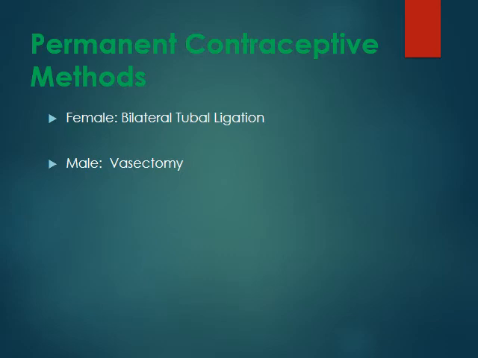Permanent methods, of course, there's two types. Tie her tubes or tie his tubes. Either she gets a bilateral tubal ligation or he'll get a vasectomy. Female bilateral tubal ligation is effective immediately because once the tubes are tied, the egg can't get through.